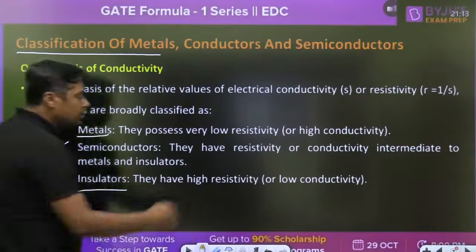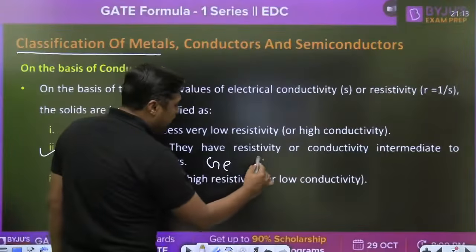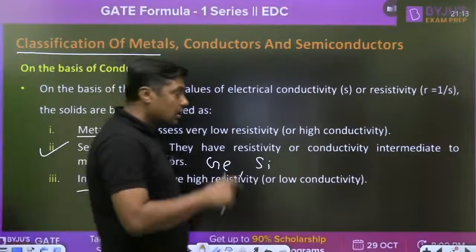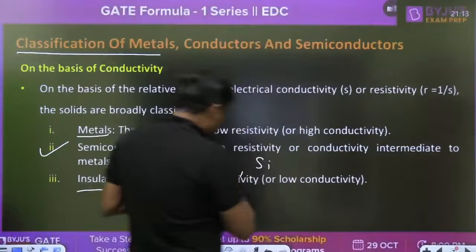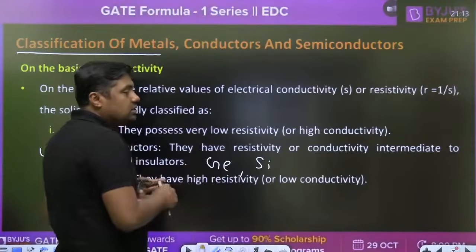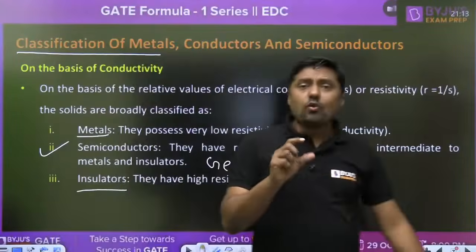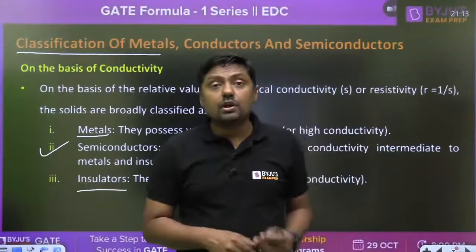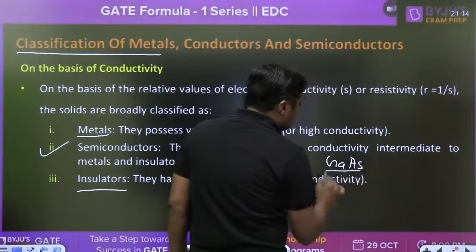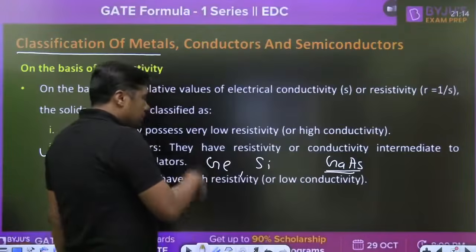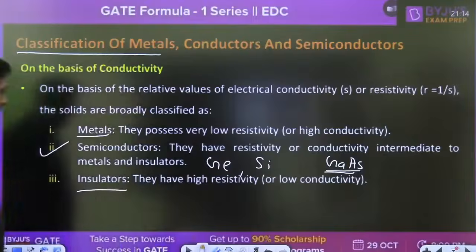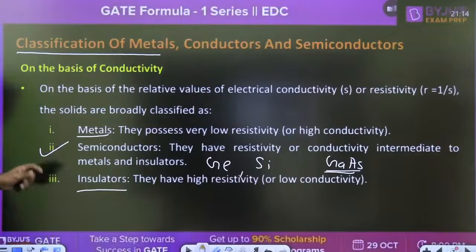Now, most popularly used semiconductor is germanium and what, silicon. Germanium and what, silicon. Then these two are not used for fabrication of LED, that is light emitting diode. Here we are using gallium arsenide. Germanium, silicon, then gallium arsenide. Okay, so these are the metal, semiconductor and what?